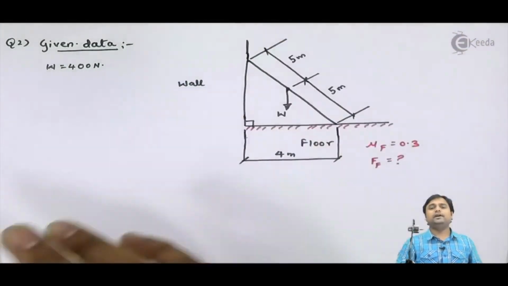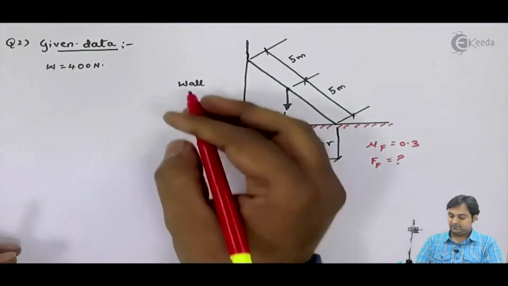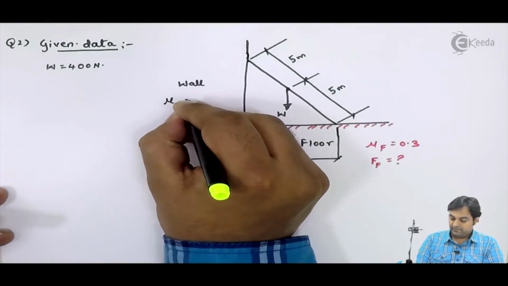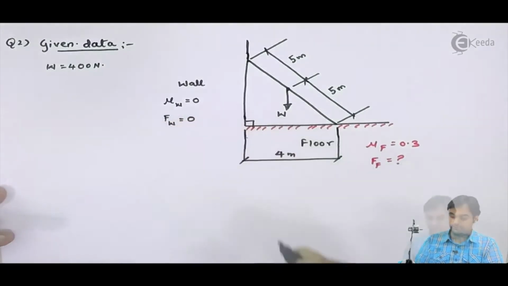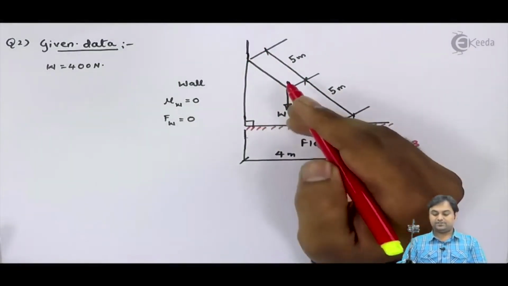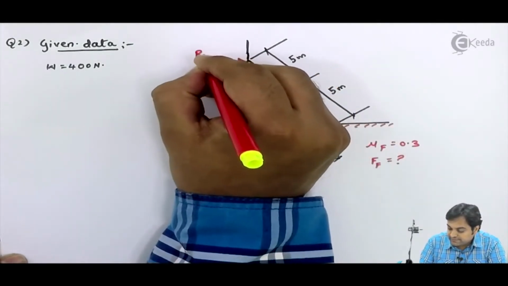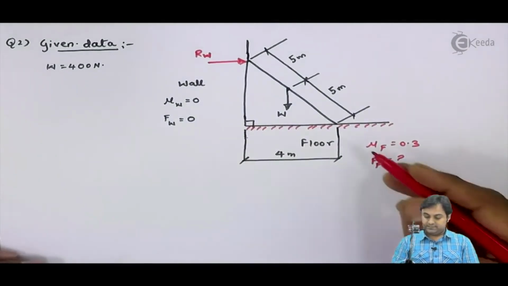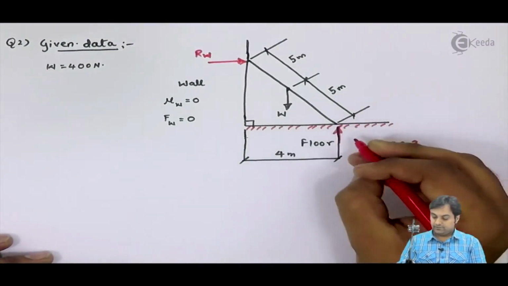Since about the wall they have specified nothing, they have not given the coefficient of friction for the wall, we can say that the wall is smooth, and for that mu value will be equal to 0, and therefore the frictional force offered by the wall will also be 0. Now, since the ladder is resting against a wall, there would be a reaction offered by the wall, which is horizontal reaction, Rw. Then similarly for the floor, there would be a reaction offered in the upward direction, which is RF.